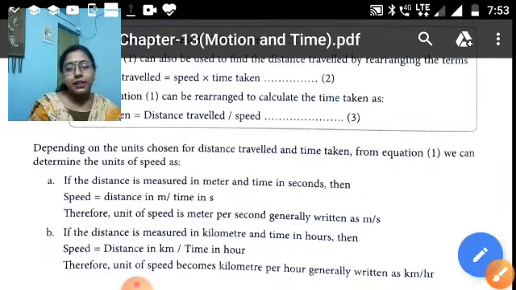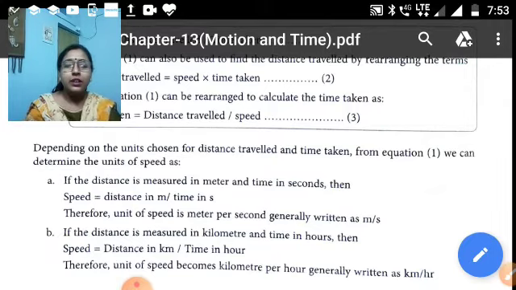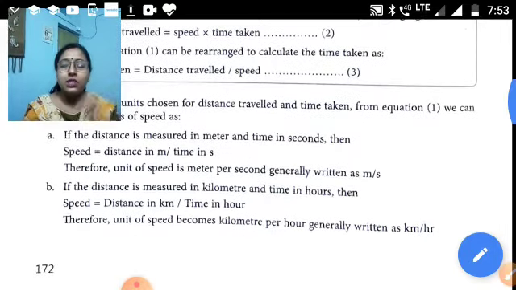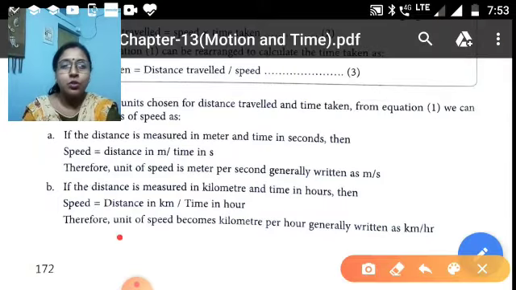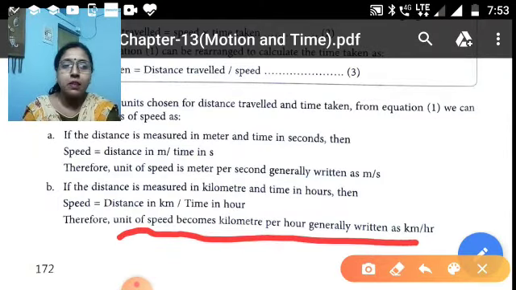So meter per second is called the standard unit or basic unit of speed. Now if we have to know the values of high speed, then what will be the unit of speed? In that case, B: if distance is measured in kilometer and time in hour, then speed is distance in kilometer divided by time in hour. So the unit of speed will become kilometer per hour.